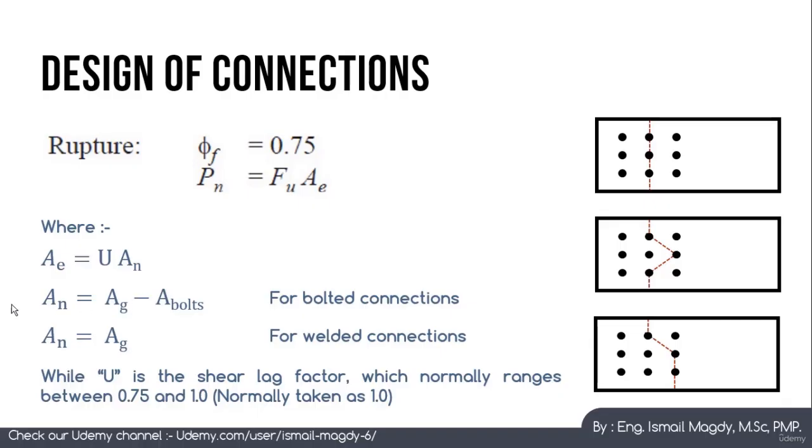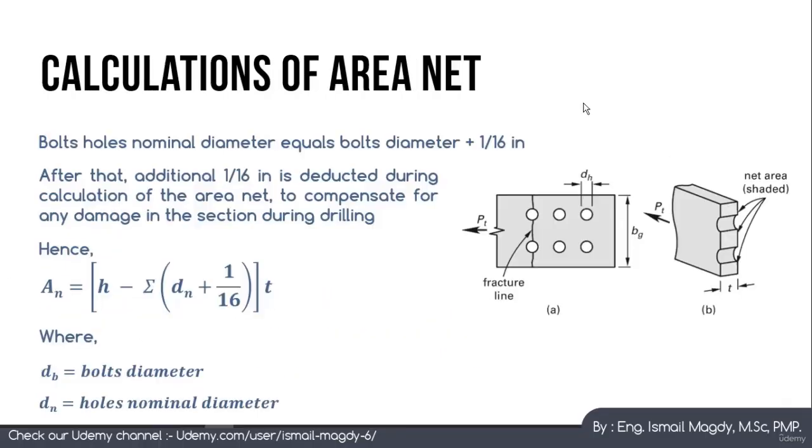So how can we calculate the area net, which is the area gross minus the area of the bolts? In order to calculate the net area of any section, you can see here this is a tension member and we have these bolt holes here. This is the area which we want to calculate, this shaded part here, because this part is going to be drilled for the bolts. So in order to calculate this shaded area and this deduction part, we need to understand this.